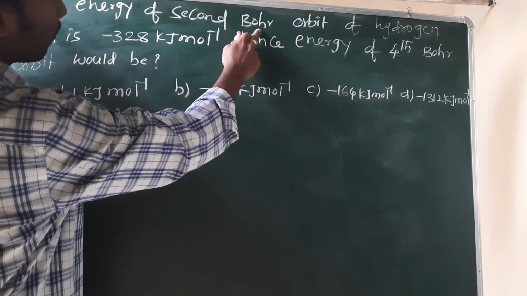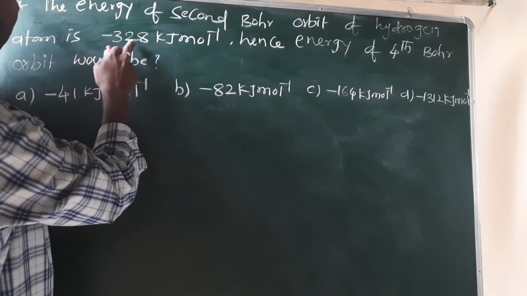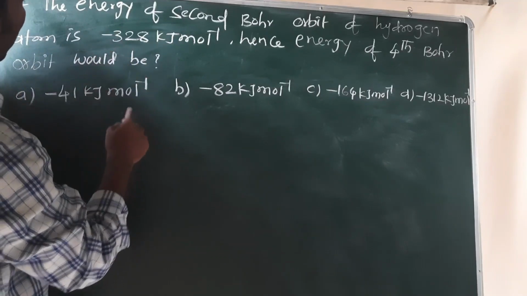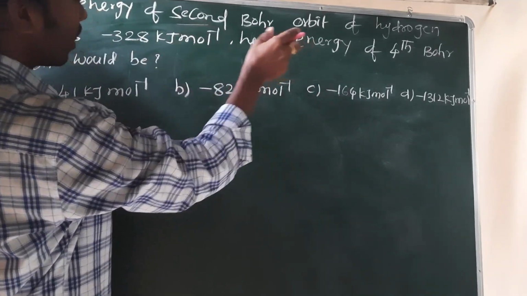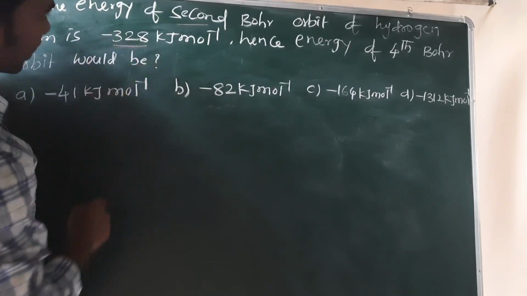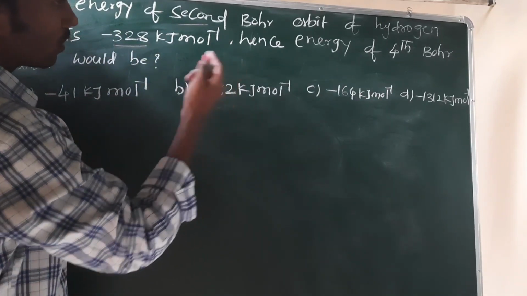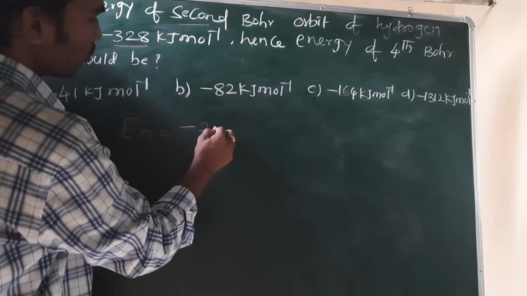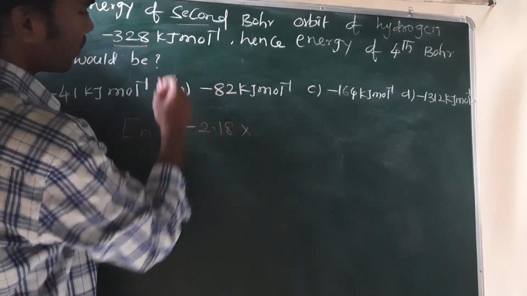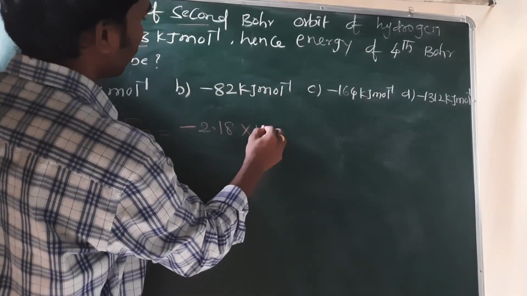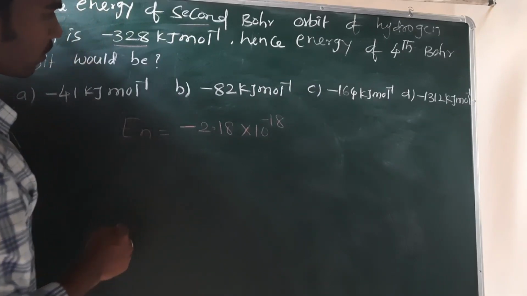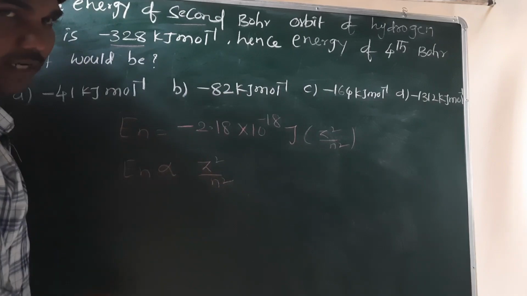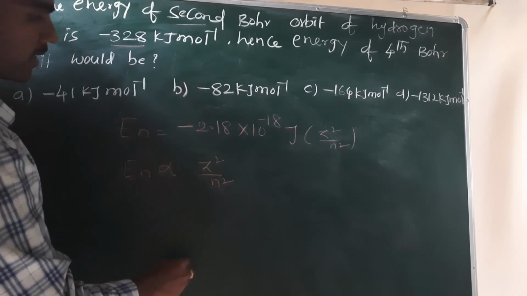The energy of the second Bohr orbit of the hydrogen atom is minus 328 kilojoule per mole. Hence the energy of the fourth orbit would be? They have given the second Bohr orbit energy in a hydrogen atom, that is 328 kilojoule per mole, and they are expecting the fourth orbit energy. For the energy value, the formula is En equal to minus 2.18 into 10 to the power of minus 18, this is a constant. Then energy En is directly proportional to Z square by N square. Here the Z value is 1 because it is a hydrogen atom.